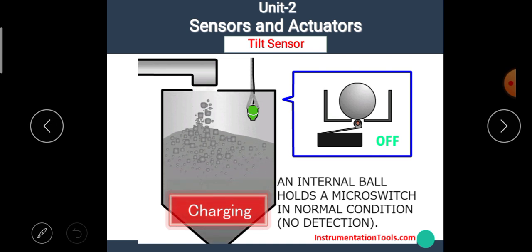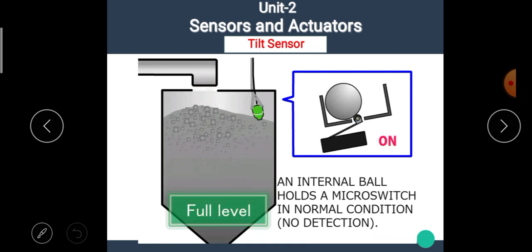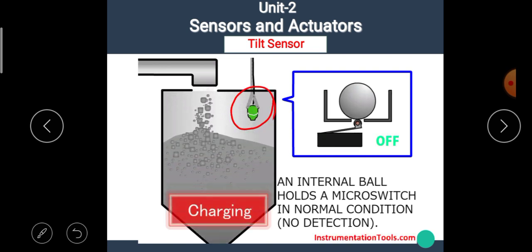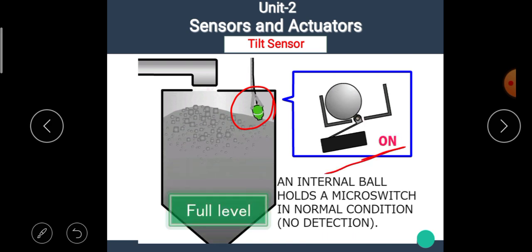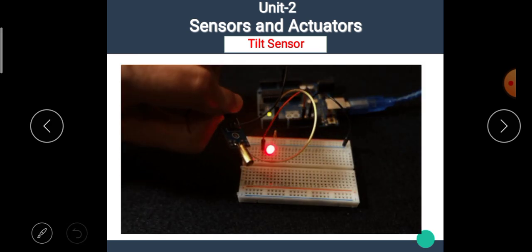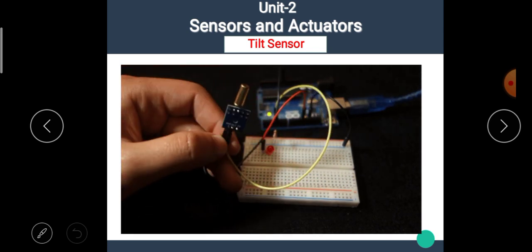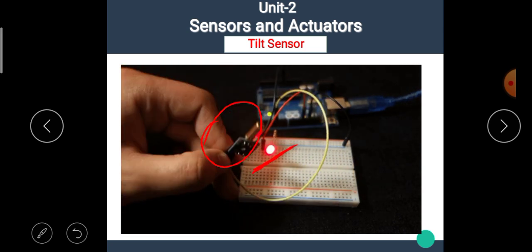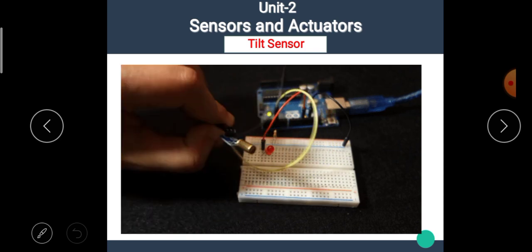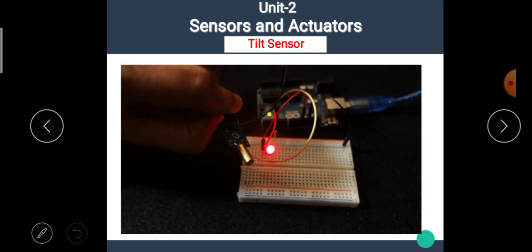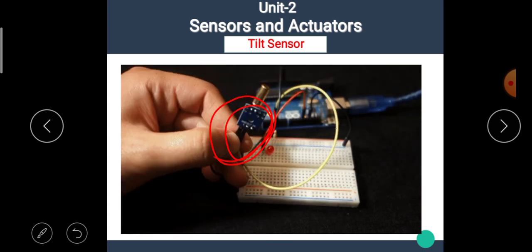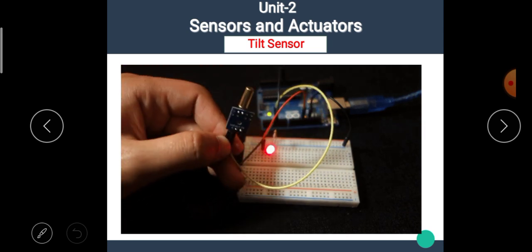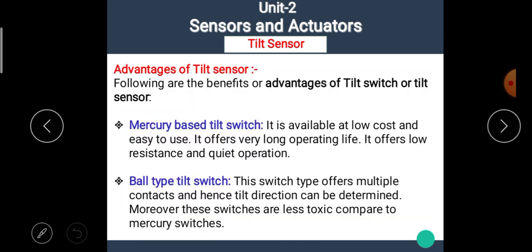Let's see the animation here, in which we can see that when this sensor gets tilted, there is a connection like this. Here we can see that when the sensor gets tilted, the LED turns on or off depending upon the position of the sensor. This is the tilt sensor. I hope you all understand the working of the tilt sensor.